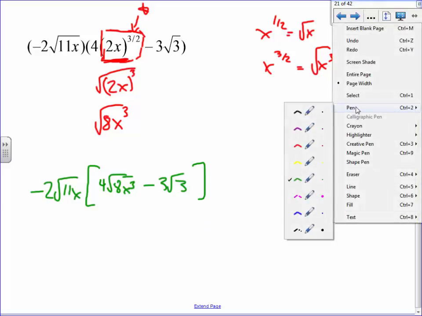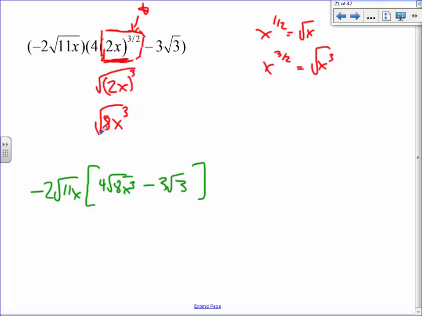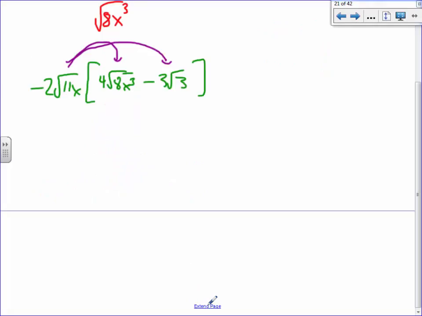Maybe FOIL isn't the right word to use here. We're just distributing, right? We're expanding. We're going to take this outside term and times it by that term. This is all a term. And then because of the minus sign in between here, here's the second of our terms. So let's give it a try.